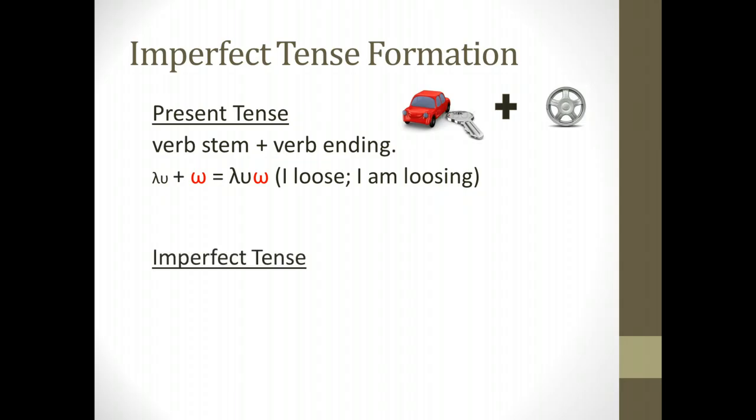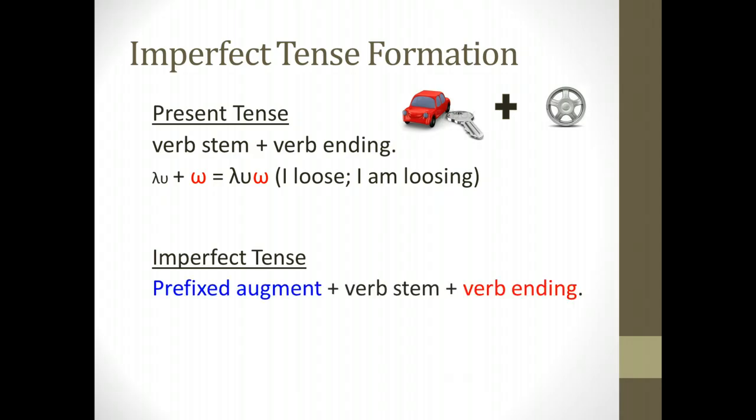Today, as we look at the imperfect tense, we're going to add a little bit more to the accessories on the verb stem. Instead of just having two parts to our verb tense, the imperfect tense has three. We have our verb stem there in the middle, as we always did with the present tense, and we have our verb ending at the end, as we did with the present tense. But now we're going to put something at the beginning of the verb stem. We're going to put something called a prefixed augment. And this is the way it looks.